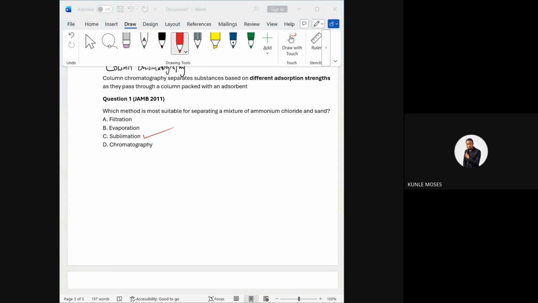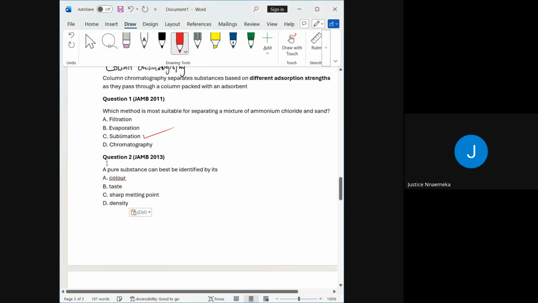Clap for yourself. You are forming big hair. You don't want to clap. Let's go to question 2. So Justice, are you with us? Yes. So over to you.